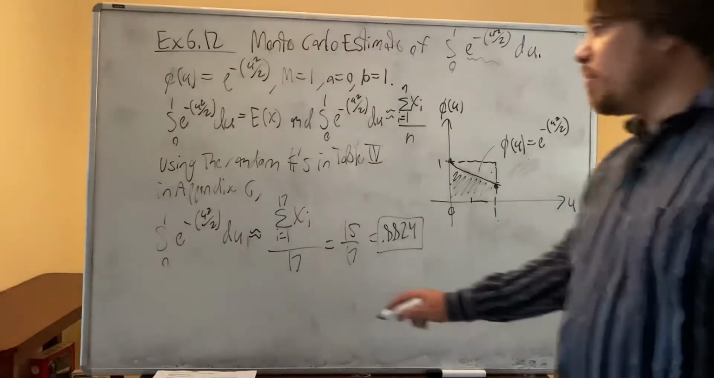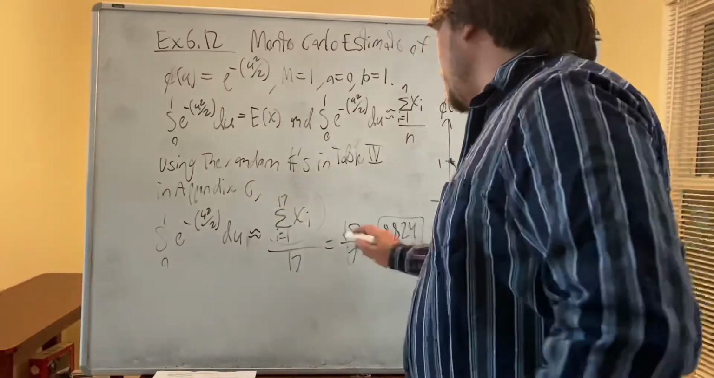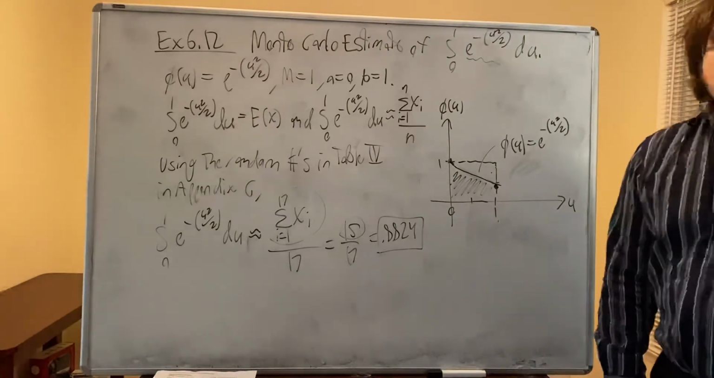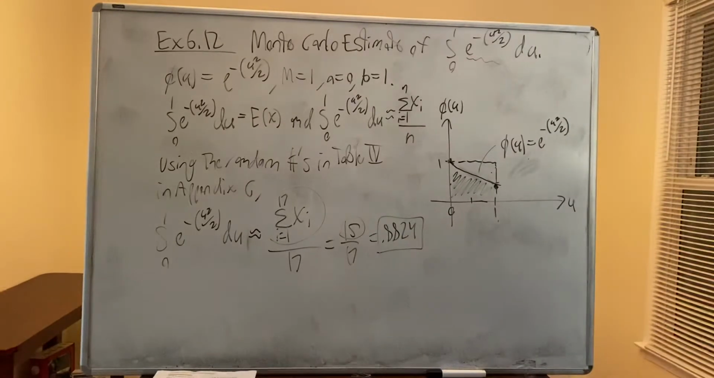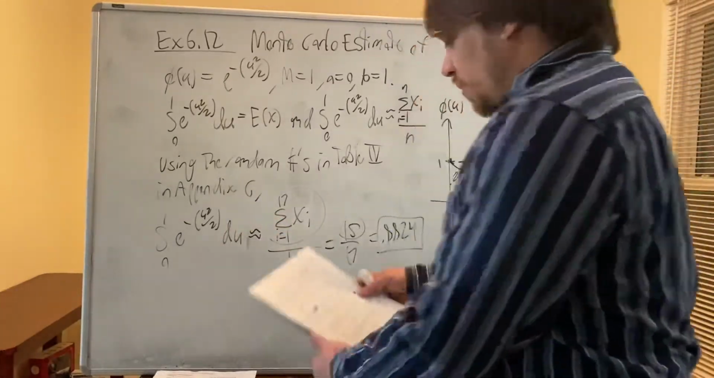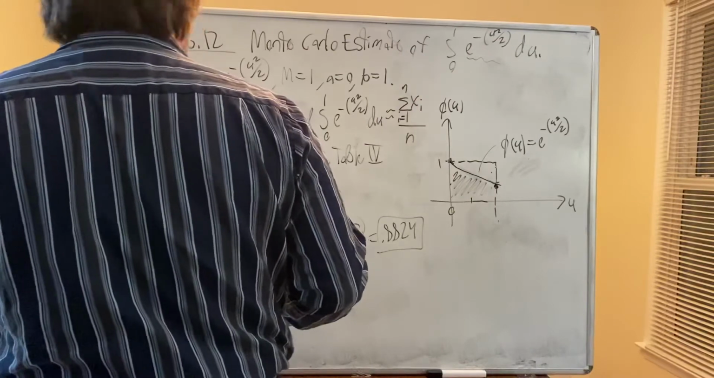Okay, so the random numbers in table 4 in appendix C tell you that this sum is 15. So you get 15 over 17, which is 0.8824. And so this is the Monte Carlo estimate of that definite integral.